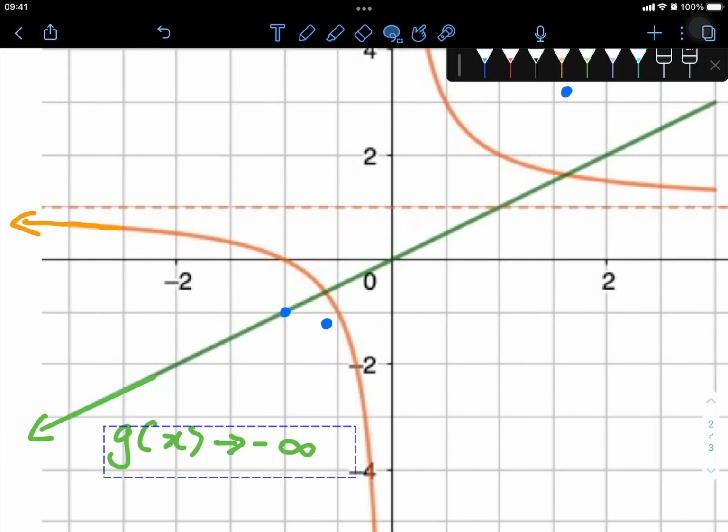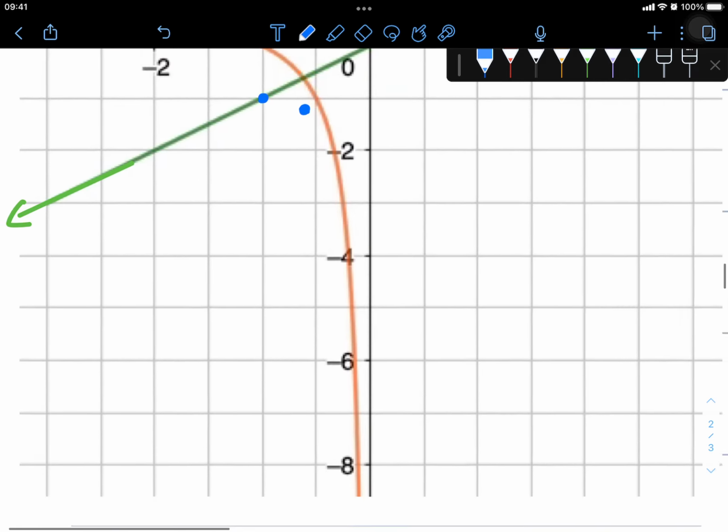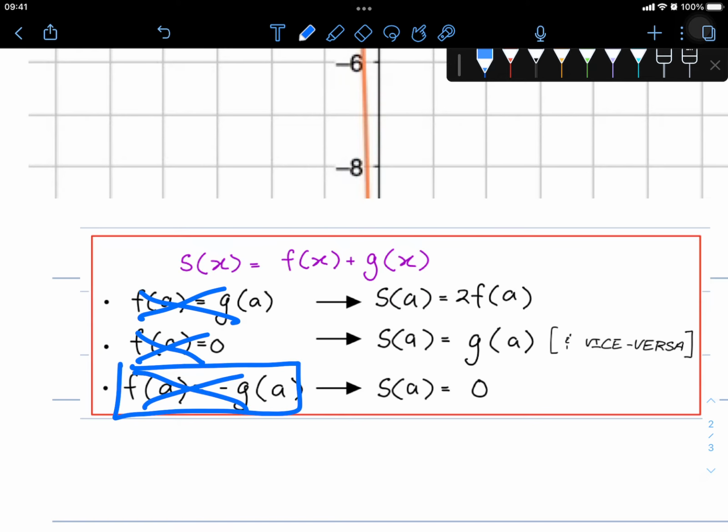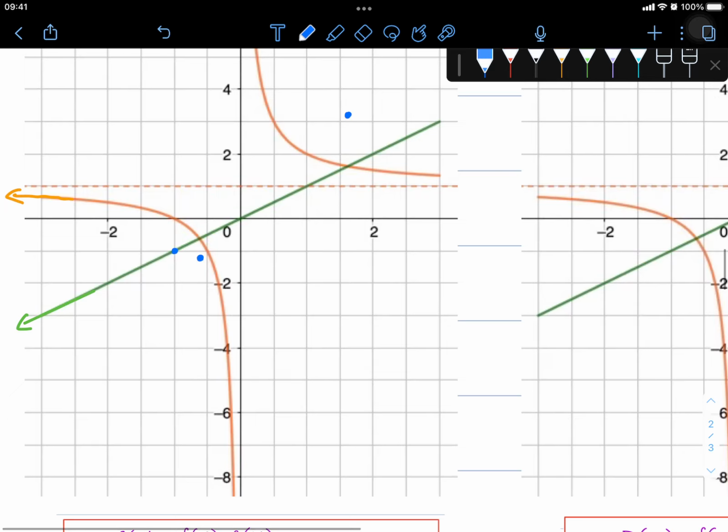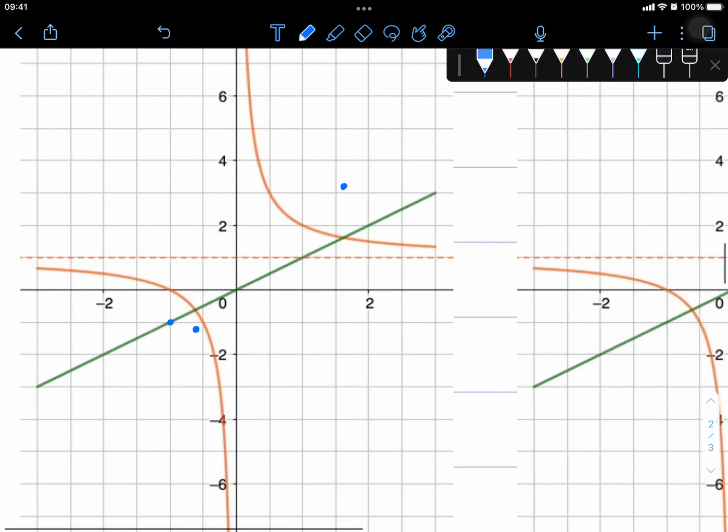So we're actually finished with the 3 guidelines that we can possibly use. But notice how the net result of that is only these 3 points. That is clearly not enough for us to graph the sum of these 2 functions. So we're going to actually have to start using some logic and reasoning.